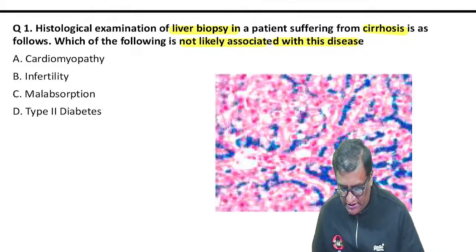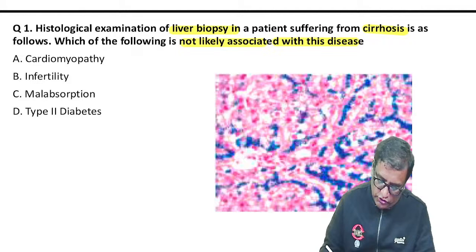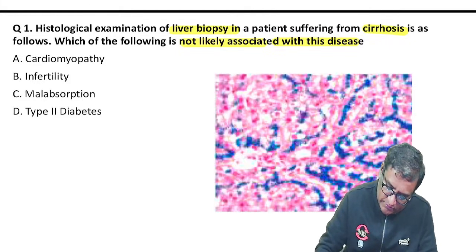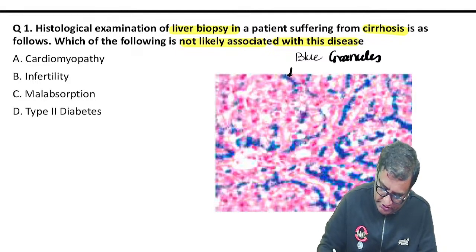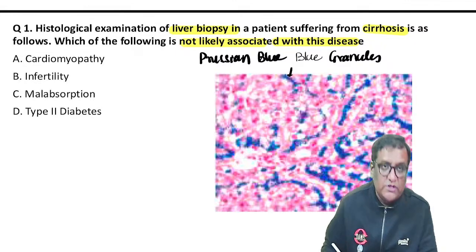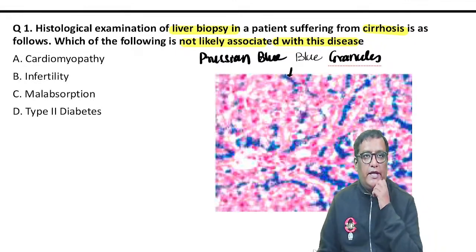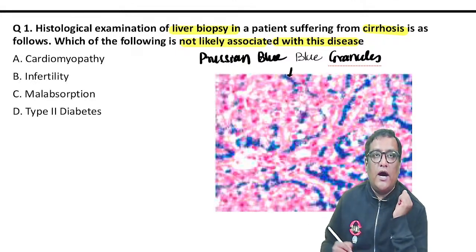What are we seeing in this image? Okay, the image is a little bit blurred on my screen. I'm seeing blue granules, and I hope all of you are able to see these blue granules here. When I see such blue granules, the special stain done is probably the Prussian blue stain. So this is your Prussian blue staining done here. On a Prussian blue stain, this is positive for iron, isn't it?